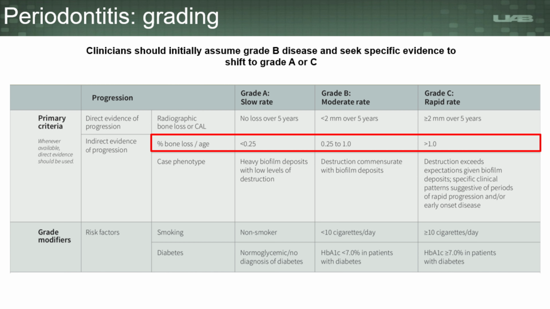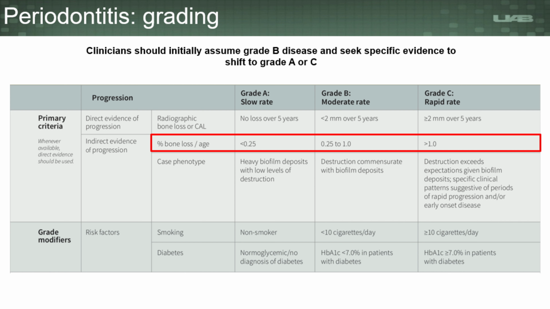Now, that is something that is easy to do if you have multiple sets of radiographs and you can make accurate measurements on those. Again, preferably we would have those vertical bite wing radiographs because other radiographs tend to be harder to interpret. If we don't have multiple sets over time, we can work with one set of radiographs and divide the percent of bone loss by the age of the patient. That's a little bit of a surrogate, but it works quite well. We call that the indirect evidence of progression.